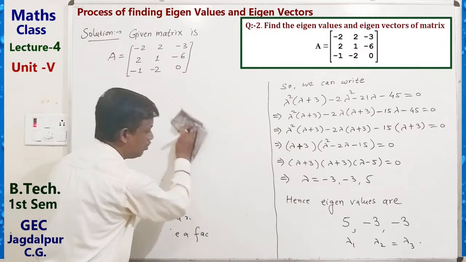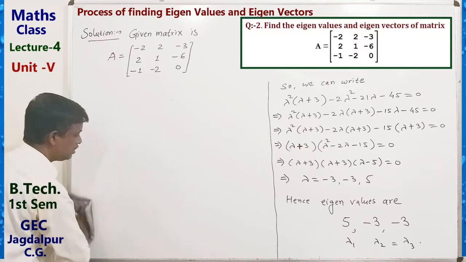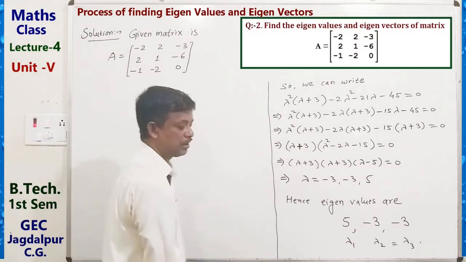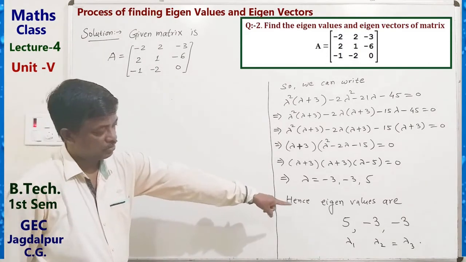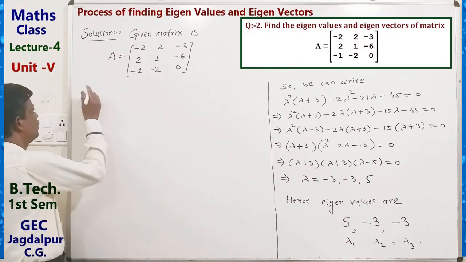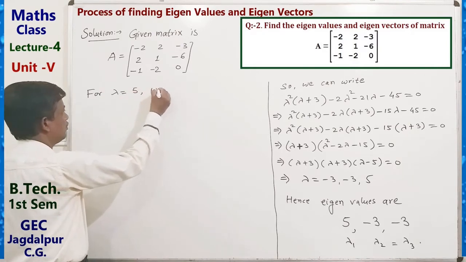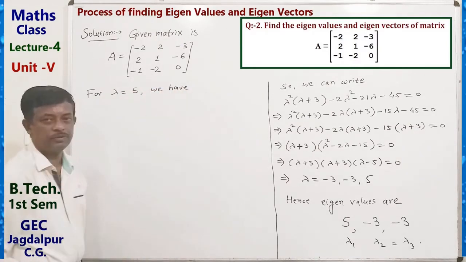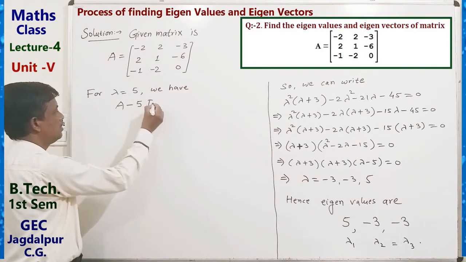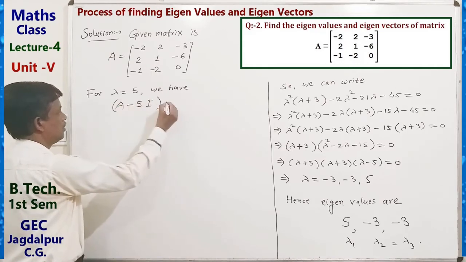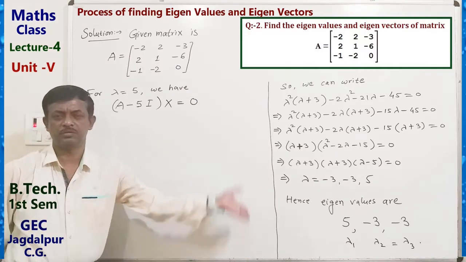So here there are equal roots and the matrix is non-symmetric. So linearly independent eigenvectors we can write. So first of all, corresponding to 5, for lambda equals 5, we have the system of homogeneous equations A minus 5I x equals 0. Same process as in the previous question.